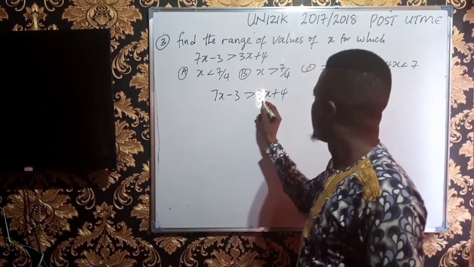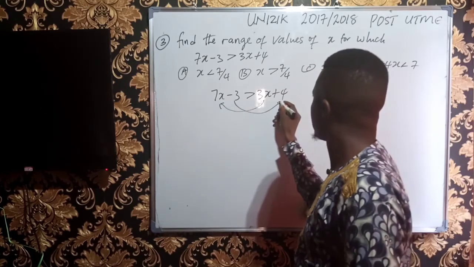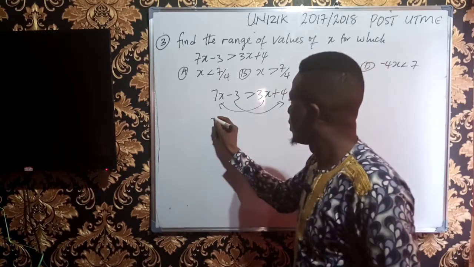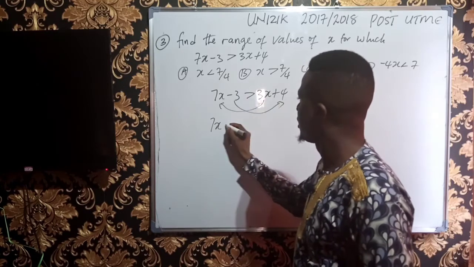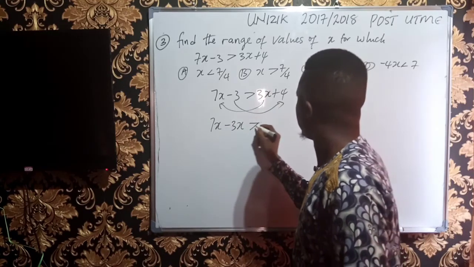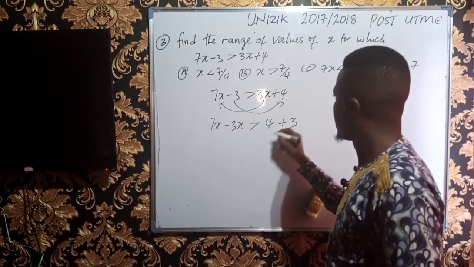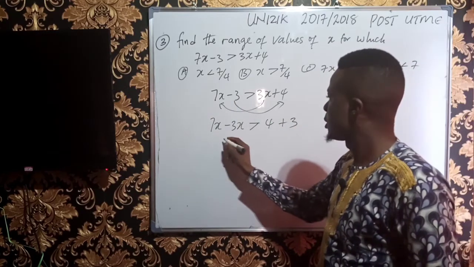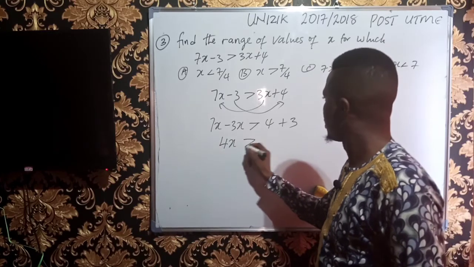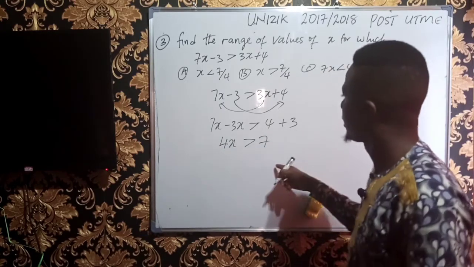Collect like terms. The letters will meet letters and the numbers will meet numbers. So we have 7x. 3x coming here is minus 3x, greater than, we have 4 here already. Minus 3 crossing over is plus 3. 7x minus 3x will give us 4x greater than 7. When I add 4 and 3, I'm getting 7.